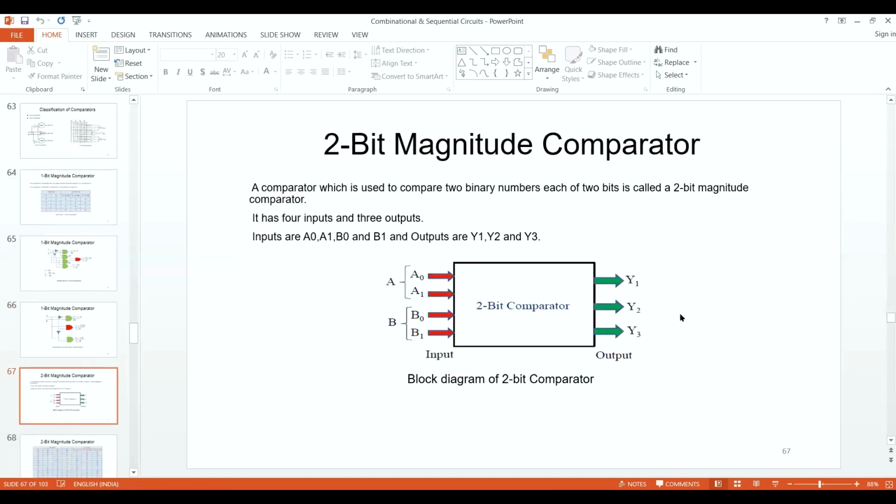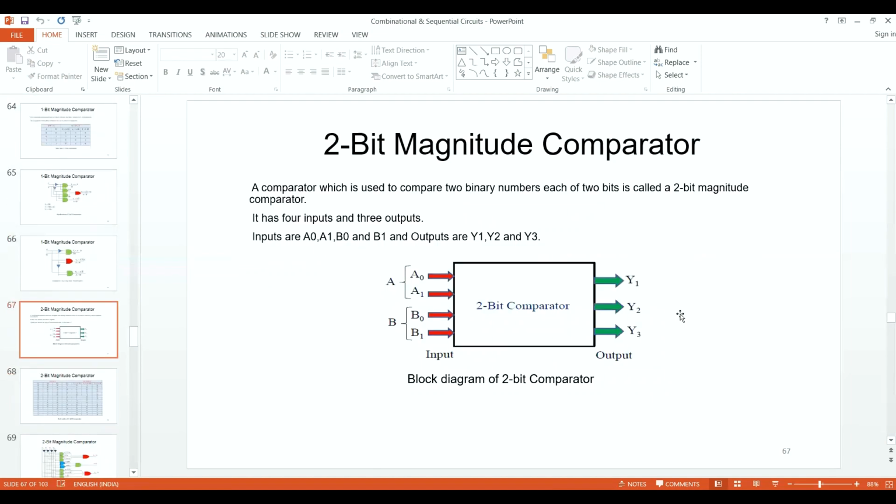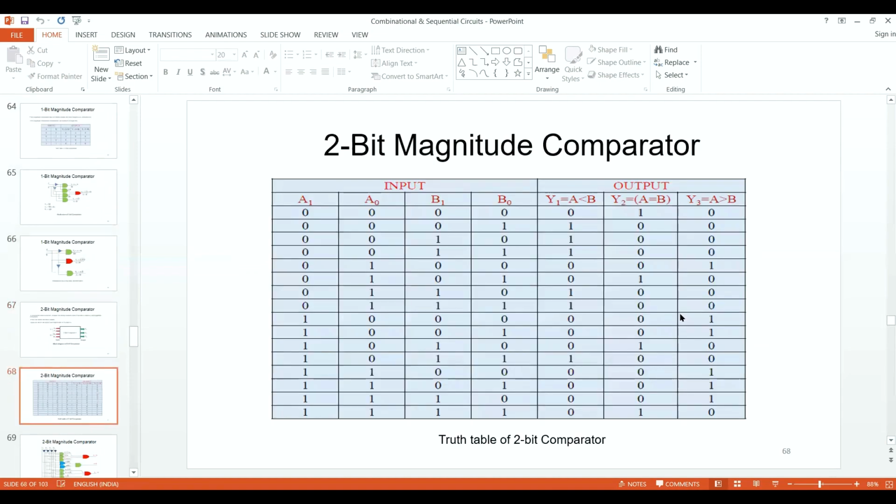When I'm talking about a 2-bit magnitude comparator, that means I will take two sets. So your inputs are now divided into A0 and A1, and B0 and B1, and three outputs would be there. So in short, we are taking 4 inputs: A0, A1 and B0, B1. So we write accordingly 0, 0, 0, 0 and 0, 1, 0, 1. How are we going to see this? We are going to add them, and accordingly you can see.